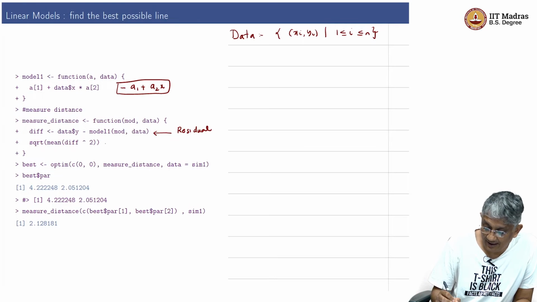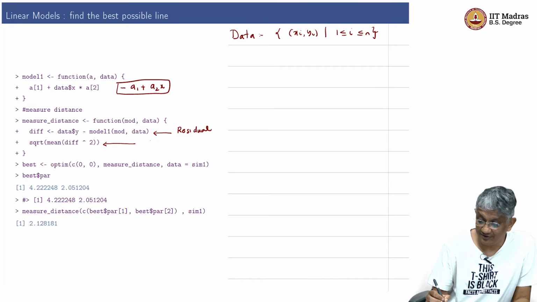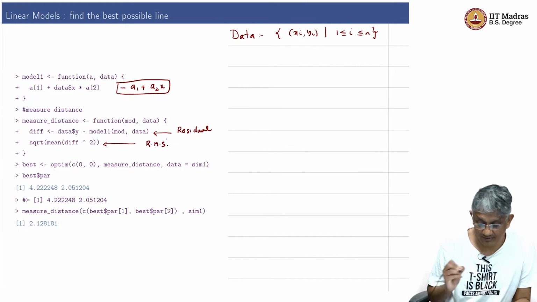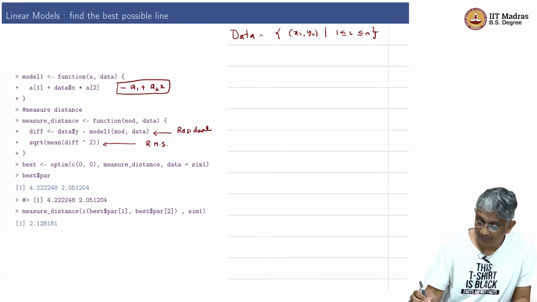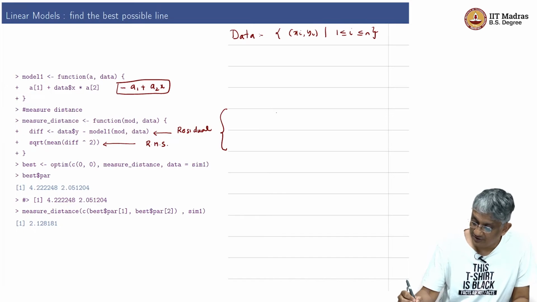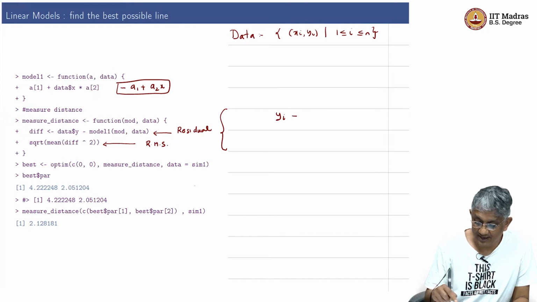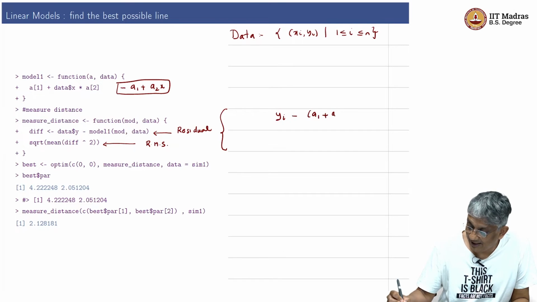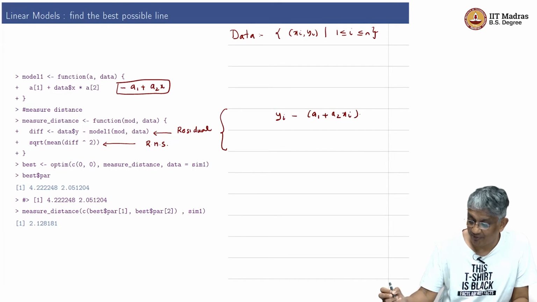And here I'm doing the residual square and taking the average, right? I just call it the root mean squared residuals. So what am I doing in this step? I have n data points. I take yi and subtract it from the model. The model is a1 plus a2 times xi. That's what the model is giving me.